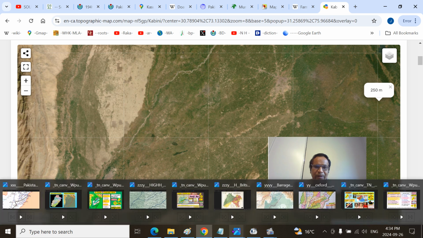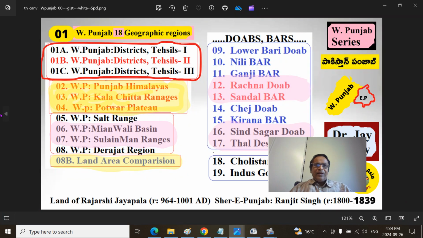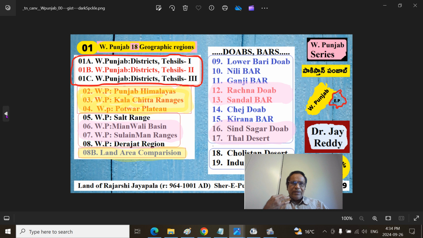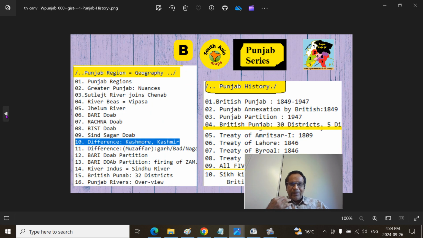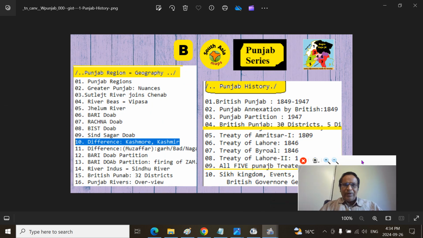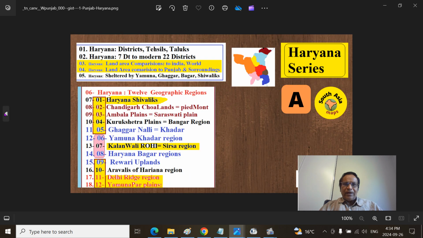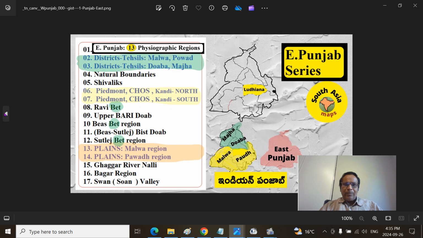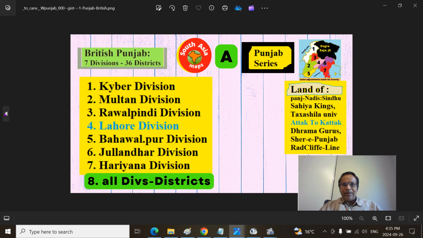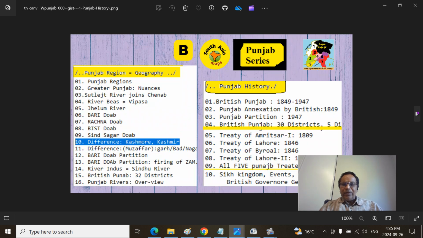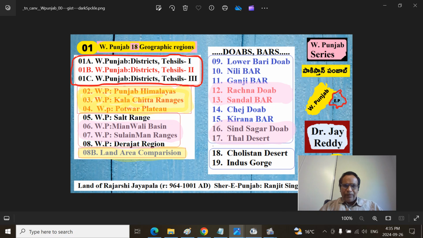And the similar Punjab series, Mitranam, that may be of interest and go hand in hand, you can see the West Punjab series, the same Punjab history and Punjab geography series in the playlist. Himachal Pradesh I also covered, Haryana series I covered, and Purbi Punjab, that is the Eastern Punjab, I have covered, and British Punjab I covered, four Punjab separately I covered. So all those things you can look at in the appropriate folder or playlist.